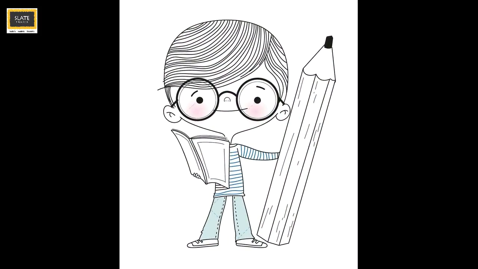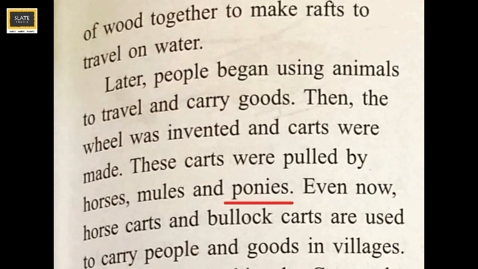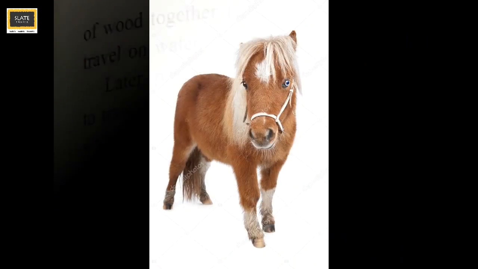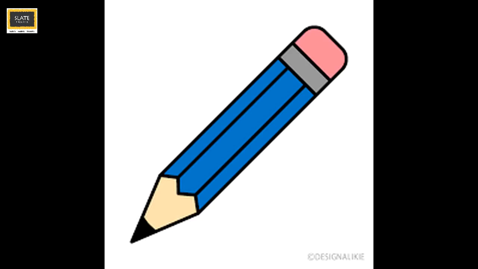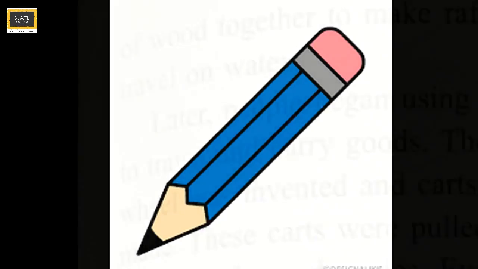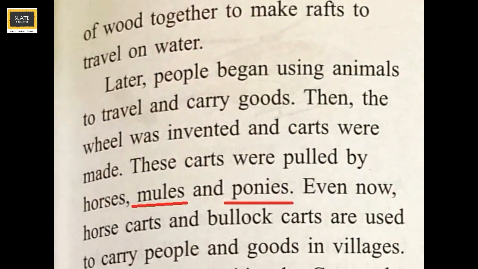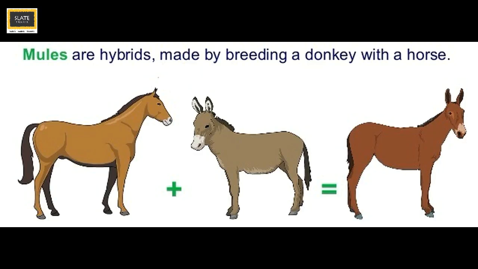Underline the word ponies. P-O-N-I-E-S. Ponies. Ponies are a small type of horse. Underline the word mules. M-U-L-E-S. Mules. Mules is an offspring of a hybrid of horse and a donkey.